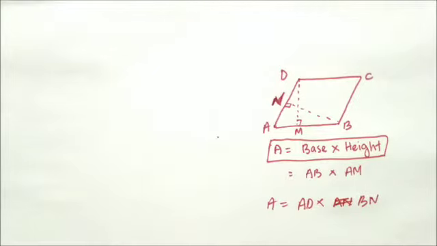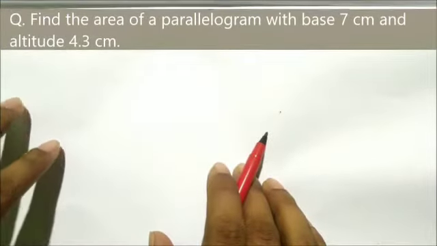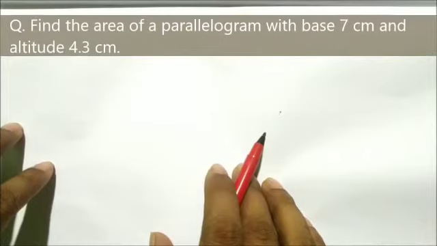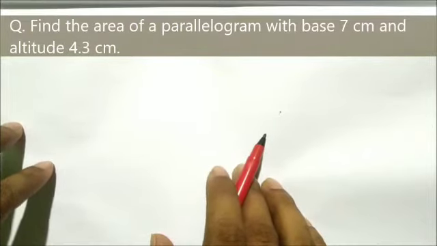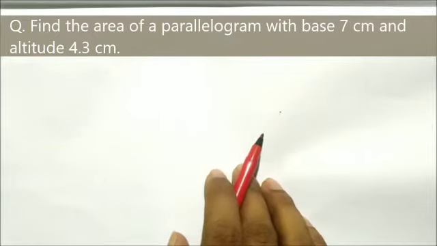Correct? So there are a lot of questions, so you can solve them from your book, and in this video I will try to solve two or more questions. Let us start with this one. Can you see the question? Now find the area of the parallelogram with base 7 centimeter and altitude 4.3 centimeter. The altitude is nothing but the height. Altitude means the height only.